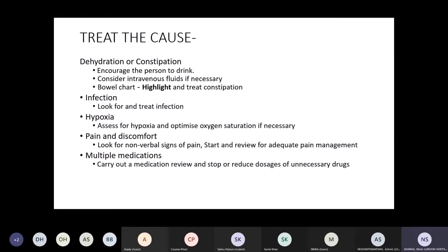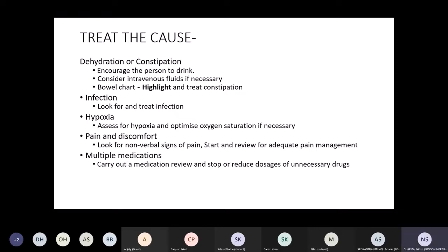Infection, very important. This is very hard to miss. And in fact, it's very hard to miss an infection as a cause of delirium, because when we think of delirium, we think infection is the number one cause. Hypoxia, another very difficult to miss cause, as the nurses would flag you up as soon as the patient desaturates. Pain and discomfort, very important. So, as I told you, it's very important to manage the acute pain rather than just treating the numbers.